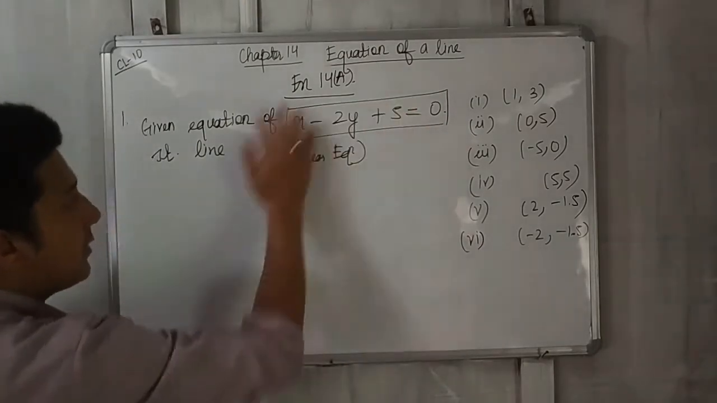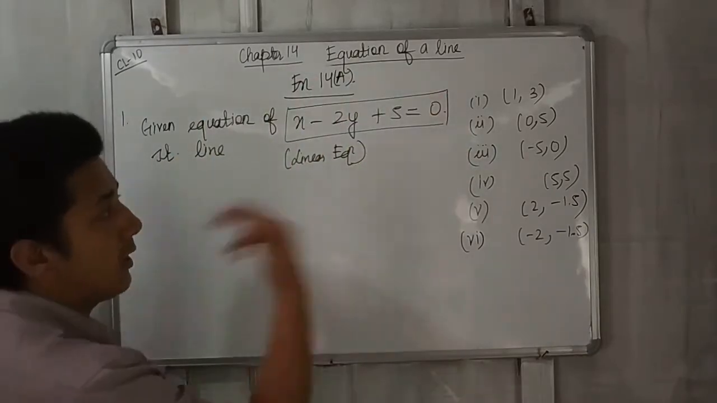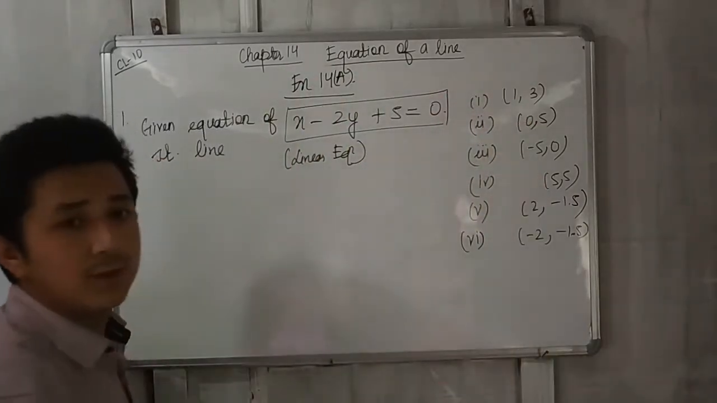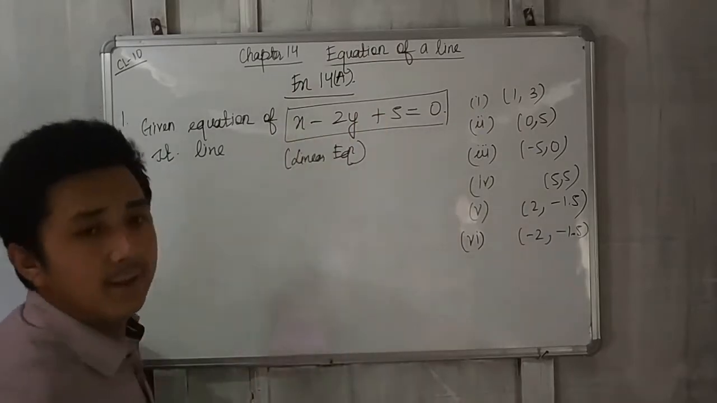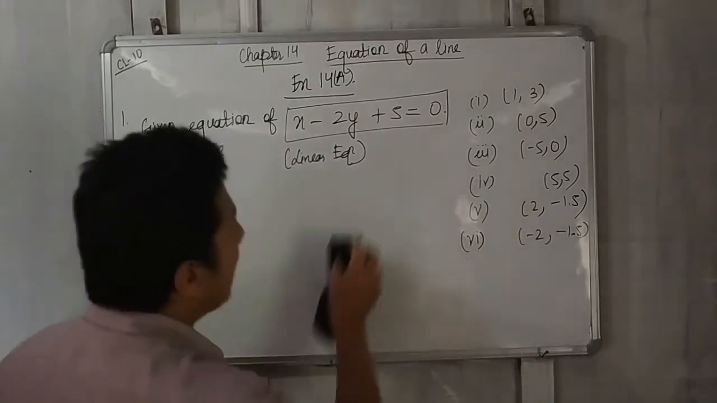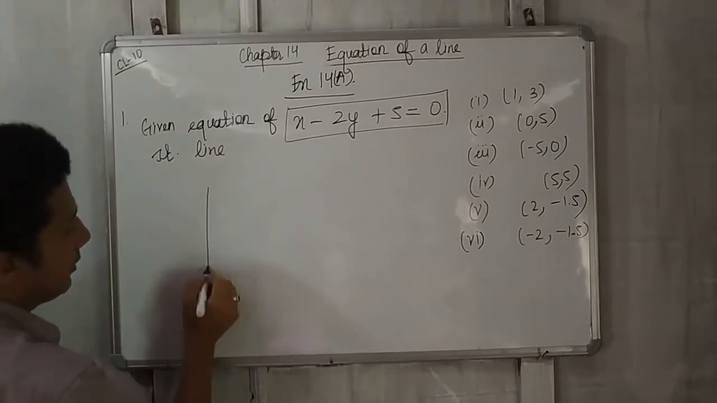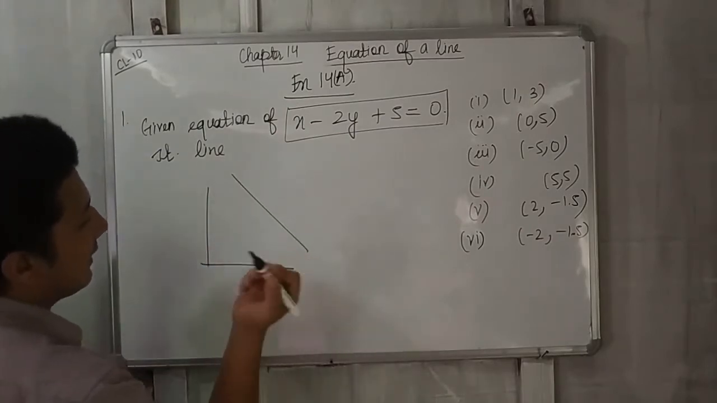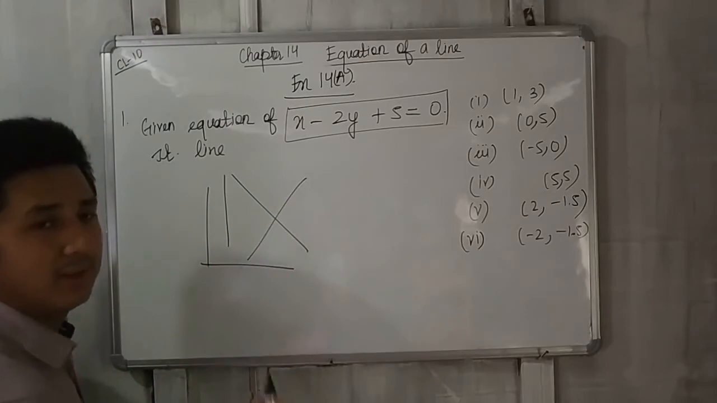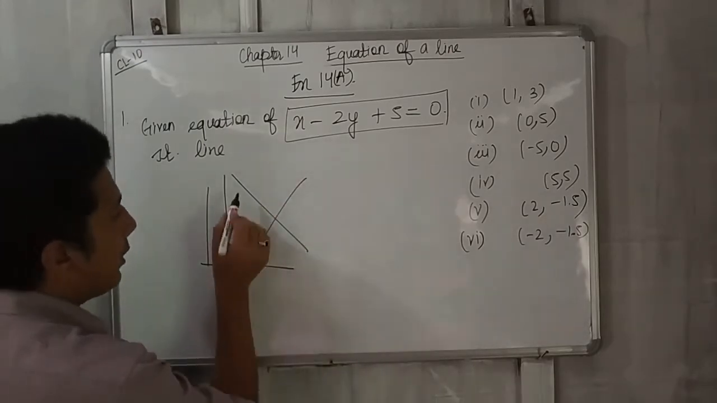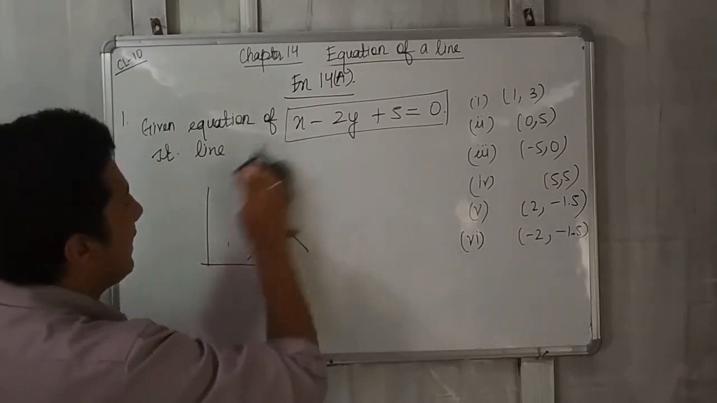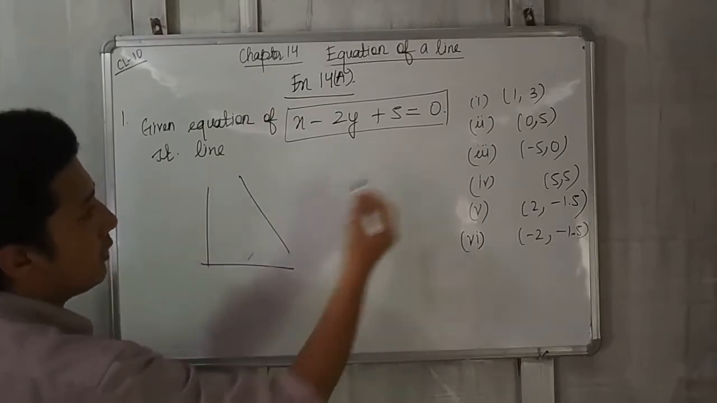So this is the equation given to us, and we are asked to find among all these points which point lies on this line. This line can be any line on your xy plane, like this or any other line. Suppose this line is something like this. Which point does it lie on?